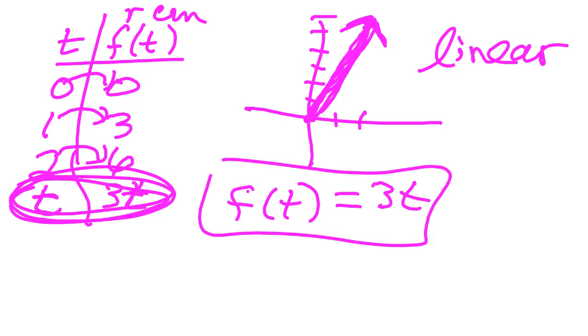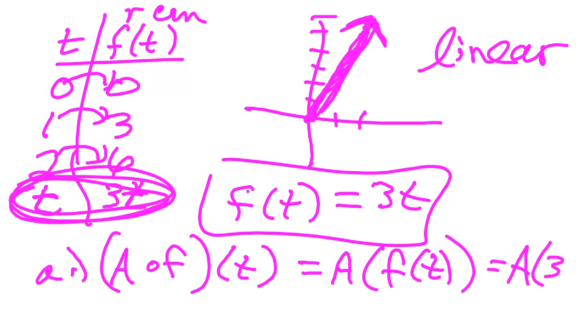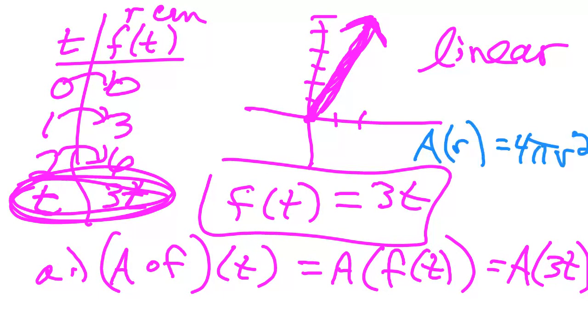Okay? So now for part A, it says calculate A composed with f evaluated at t. That's actually A evaluated at f of t, composition of functions, right? Which is A evaluated at 3t. And of course, what was our equation that was given? The surface area for radius r is 4 pi r squared. And here, A of anything is 4 pi times that anything quantity squared. What's my anything? It's 3t.